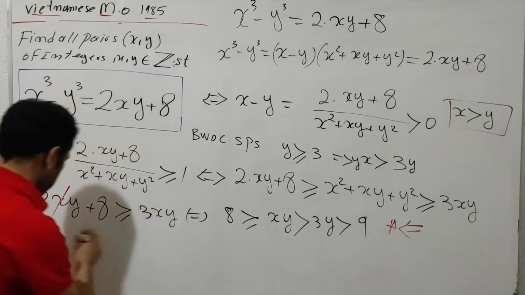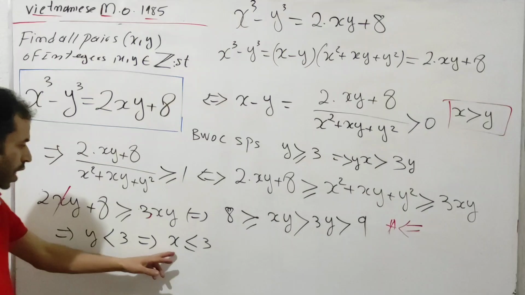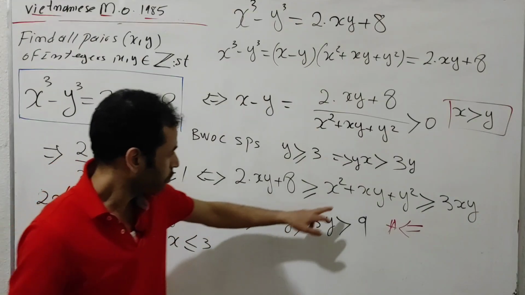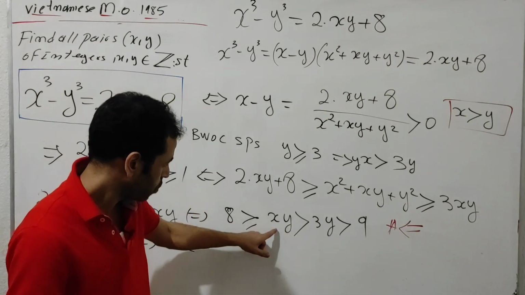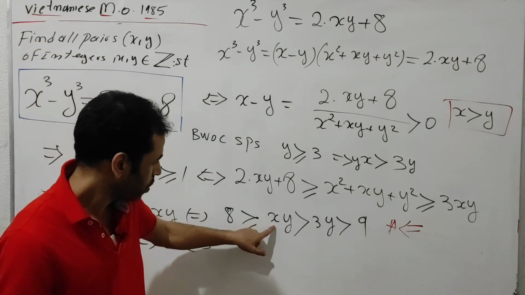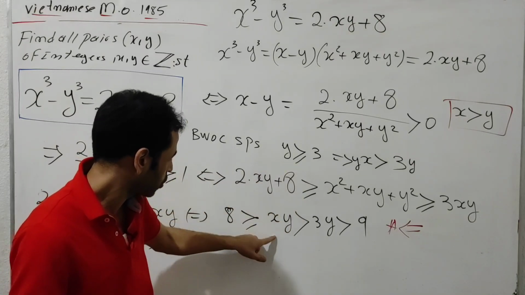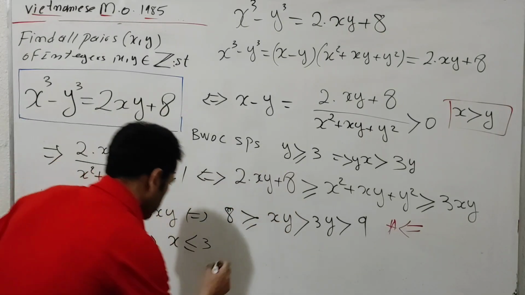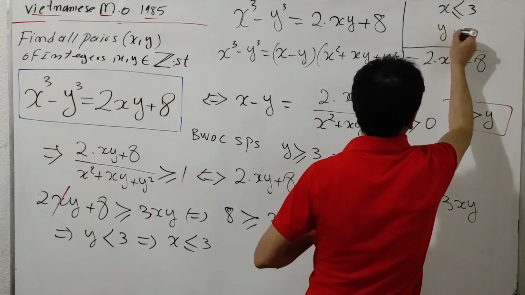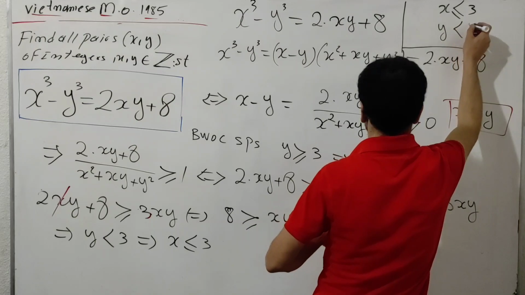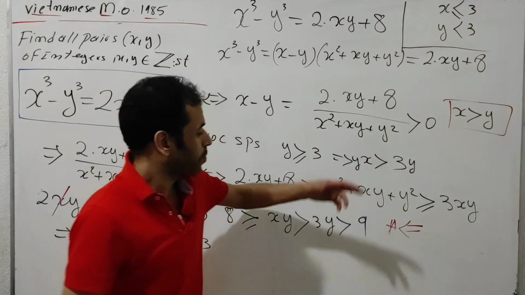That means y is not superior or equal to 3. Because x is bigger than y, if x is strictly superior than 3, it is also giving you a contradiction. Because if you replace x with number 4 and y is superior or equal to 3, it is also giving you a contradiction, okay? So this one is telling us we have x is inferior or equal to 3 and y is strictly inferior than 3, okay? So this is for the positive numbers.